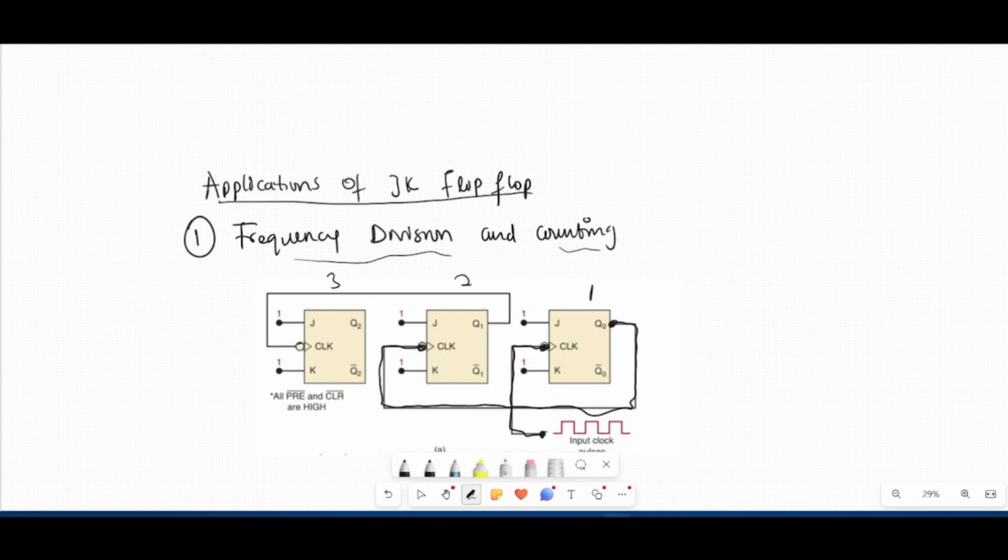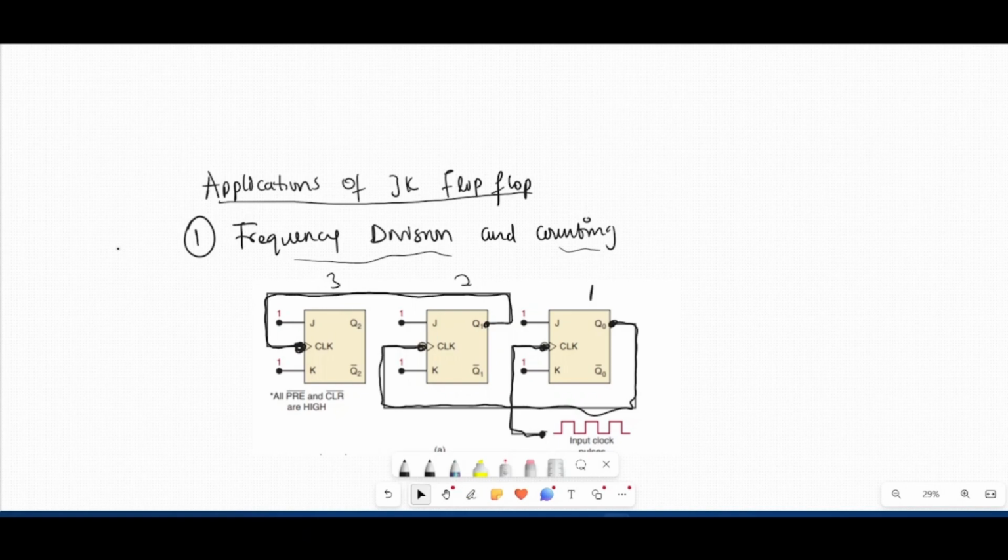Please notice that these circles mean NGT. It means the flip-flop only changes signal at an NGT, negative going transition of the clock. And you can see the output of the second JK acts as the input to the next clock, or the next JK flip-flop. So this is how this works.